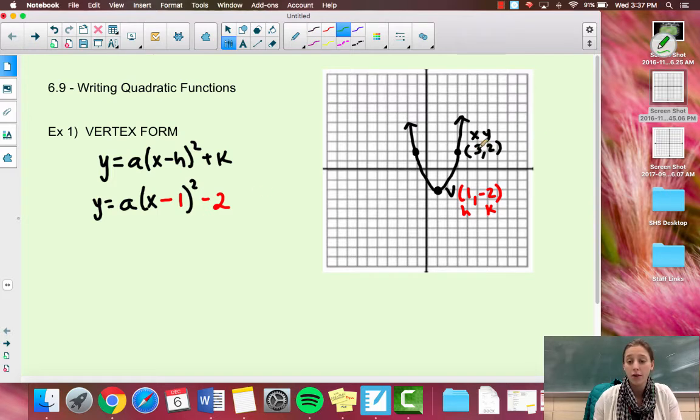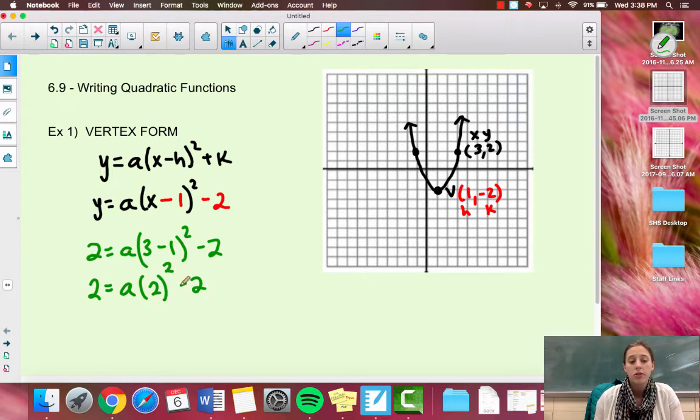So wherever I see an x, I'm going to plug in a 3. So I'm going to have a times (3 minus 1) squared, then -2. And I know that my y value for this point was 2, so I'm going to plug in a 2 there. And now it's just a matter of solving. So I'm going to have 2 equals a times (3 minus 1, which is 2) squared, and -2. Then I do PEMDAS, so parentheses, then exponents. So I have 2 equals 2 squared is 4, so I get 4a minus 2.